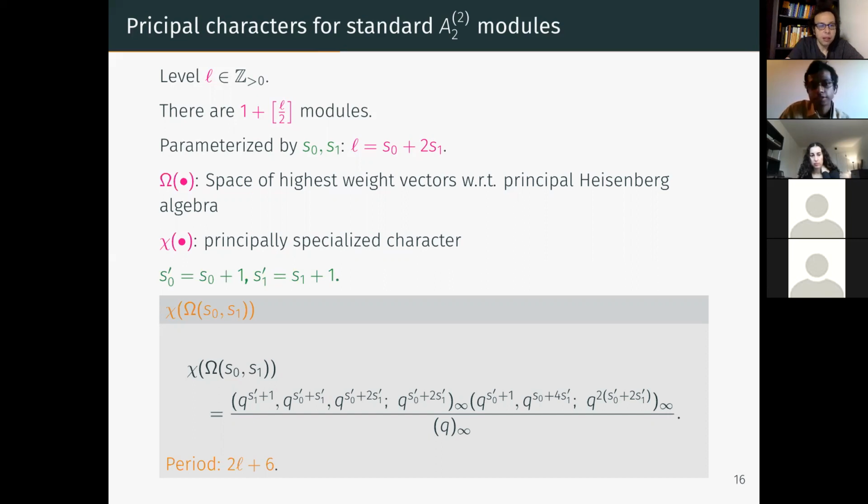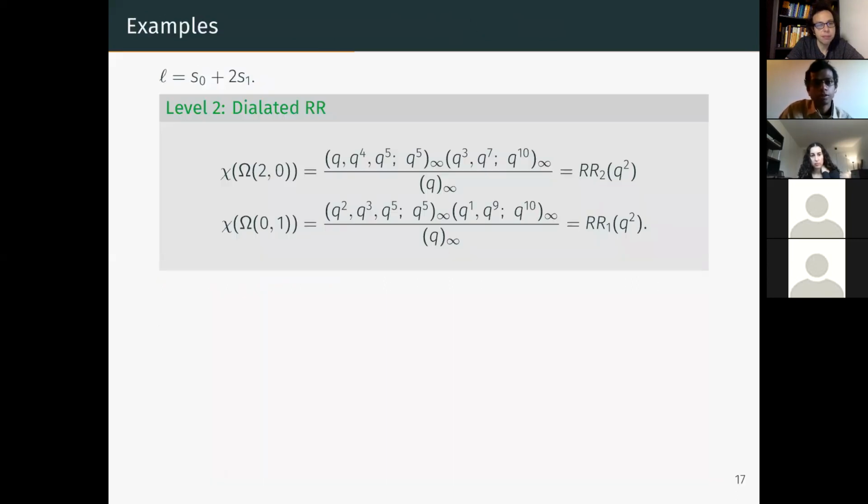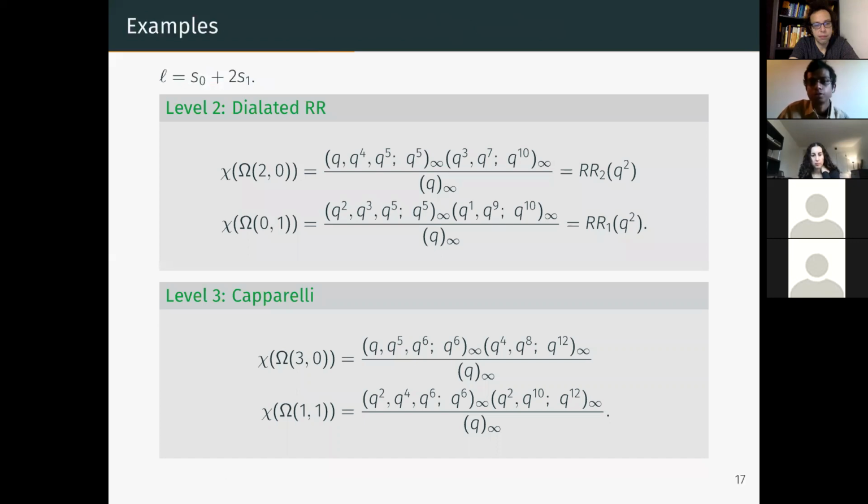All right, so those are the characters. These are the products. I want to get the sum sides. Here is the level 2 example. It ends up being just a dilated version of Rogers-Ramanujan, q goes to q squared. If you stare at it for a minute, you'll see exactly what I'm saying, but I'm not going to spend time on that. That's Capparelli, as I told you. It's really mod 12.